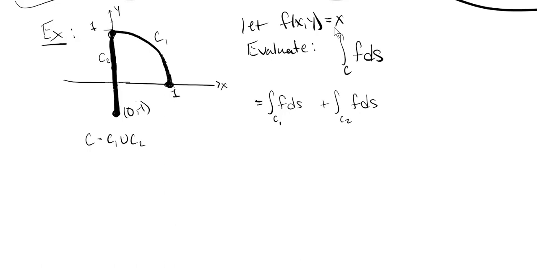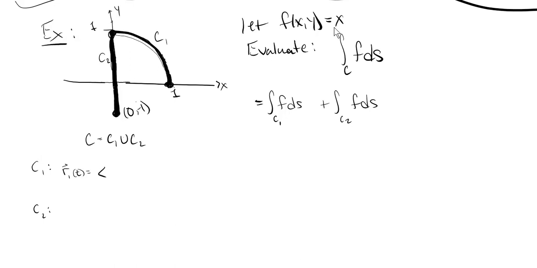So to do this, I just need to parameterize C1, and I need to parameterize C2 and get all those pieces that we need for these integrals. The magnitude of r prime, f evaluated at the parameterization, all these things. So let's see here, C1, this part of the unit circle here, again, maybe I'll call this R1.